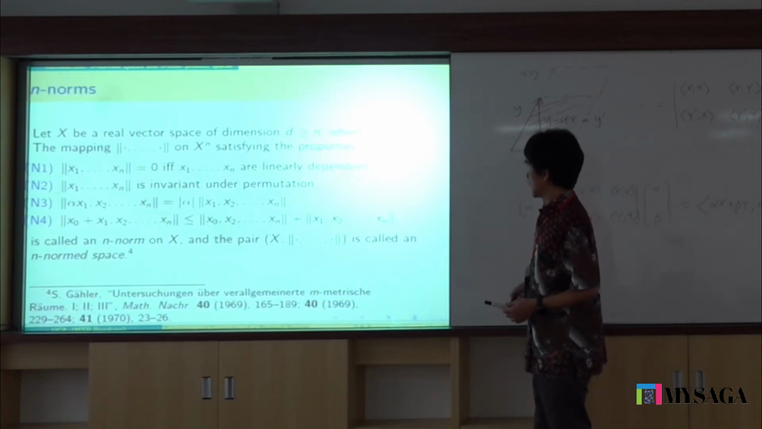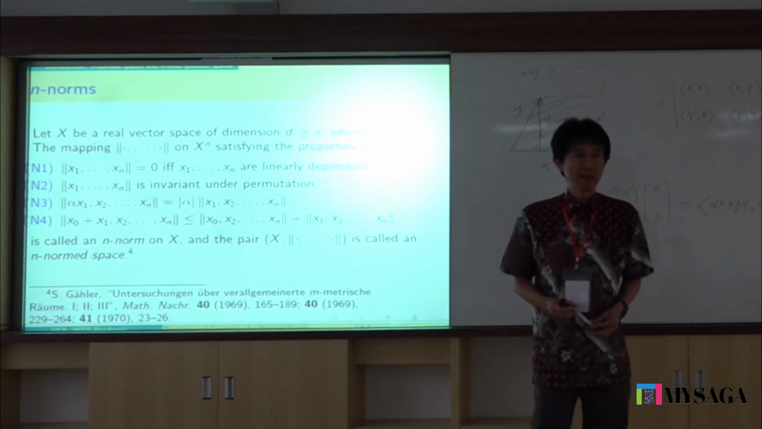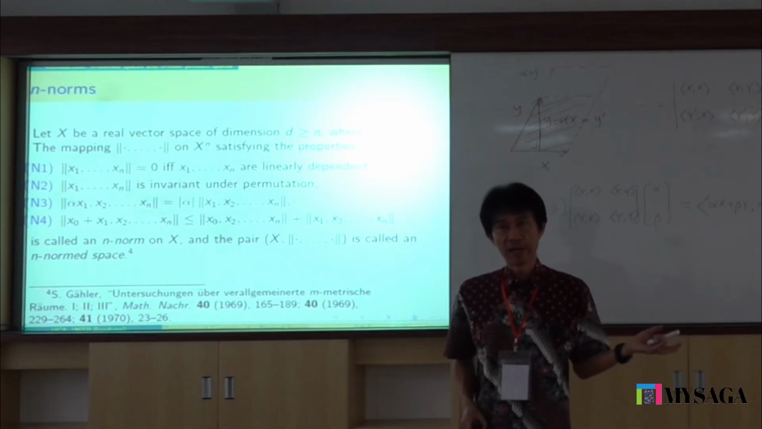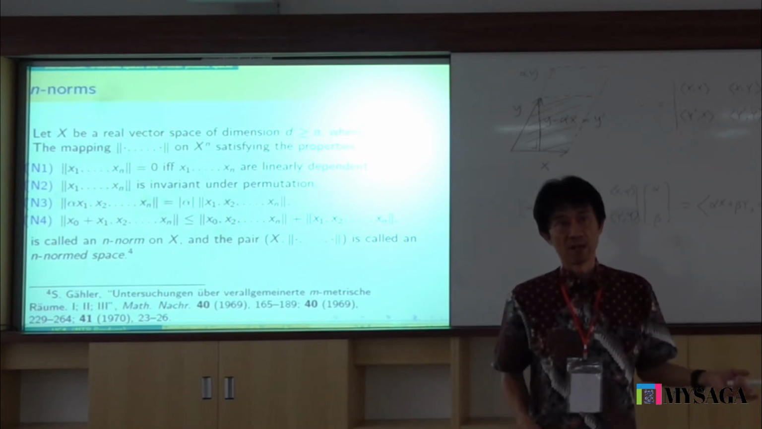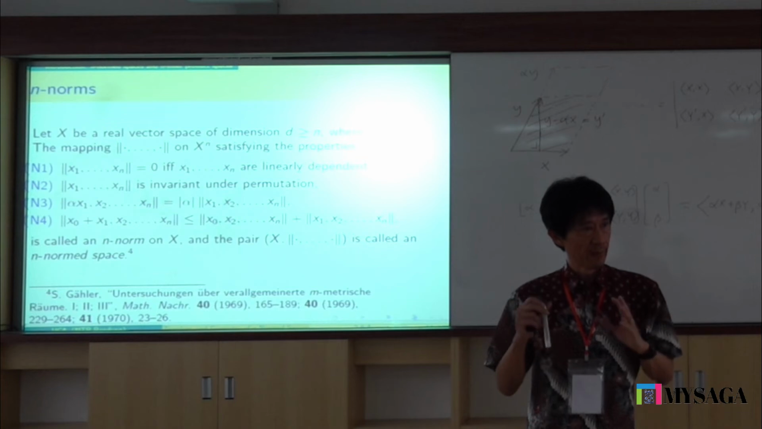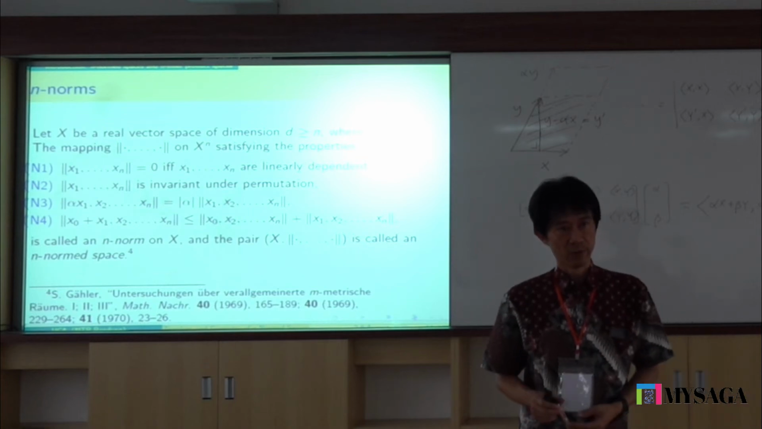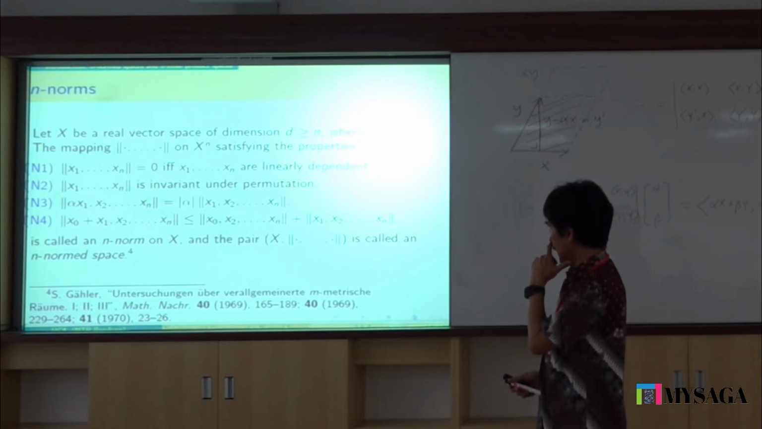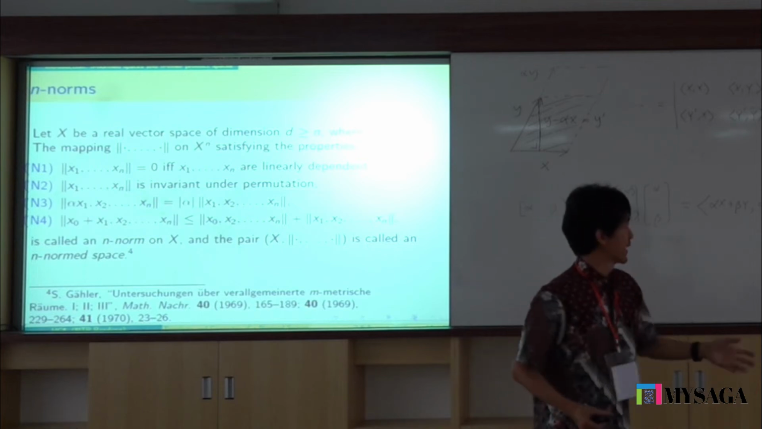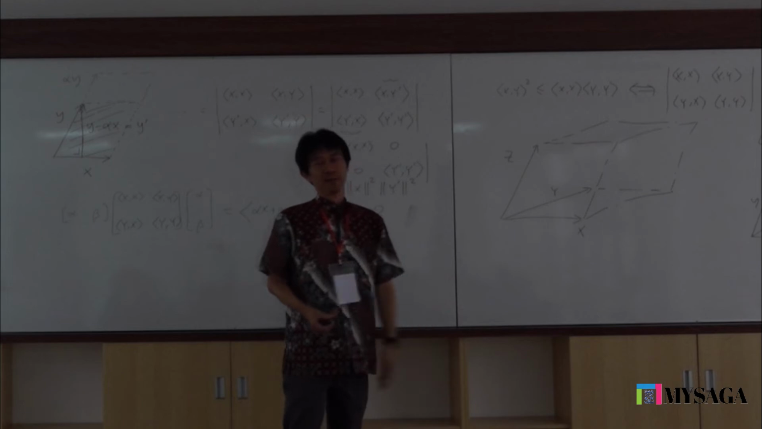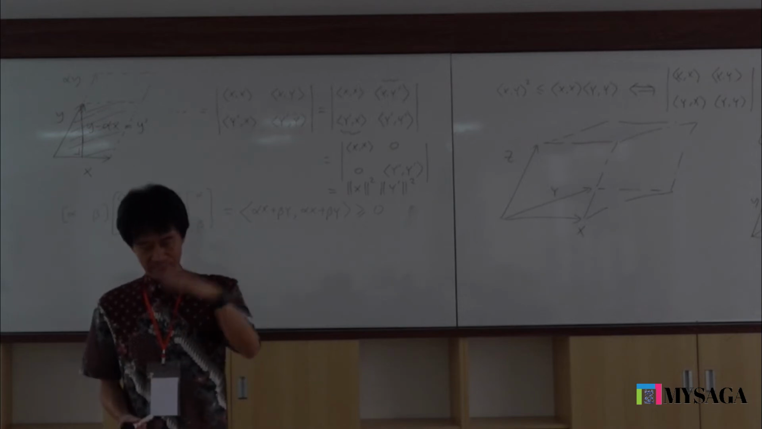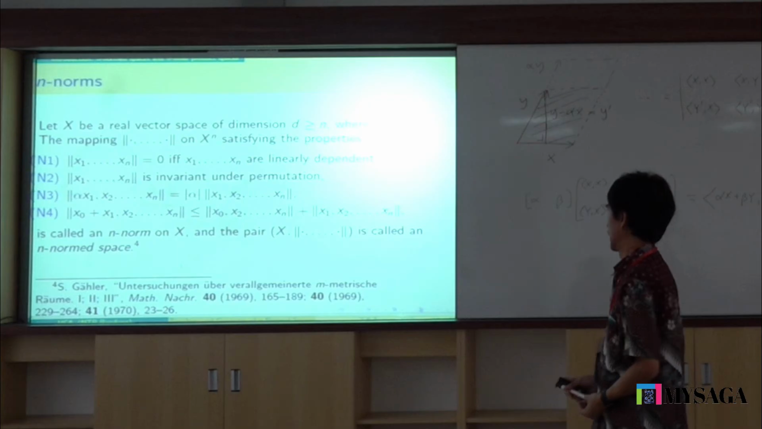And the second one, the value is invariant under permutation. The third one says if one vector is multiplied by alpha, then the volume is modulus alpha times the original volume. Alpha can be negative. If alpha is negative 1, for example, you just flip the thing upside down, or to the left, or to the right.